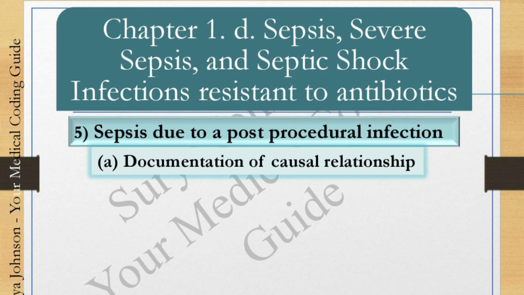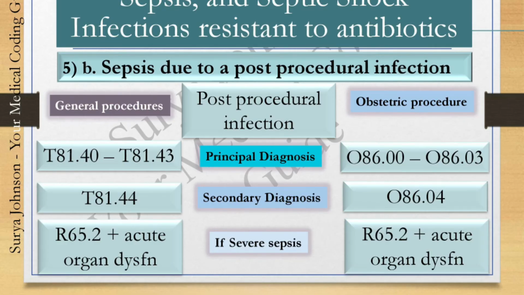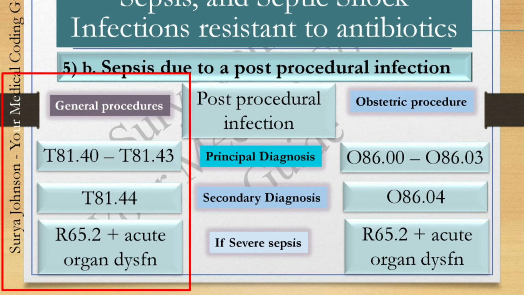Next, for sepsis due to a post-procedural infection, we'll see the sequencing in coding. If this is a general procedure, and because of a general procedure a sepsis has occurred, the principal diagnosis you should choose is from the T81.40 to T81.43 series, followed by the secondary diagnosis from T81.44. T81.4 is the infection following a procedure series.